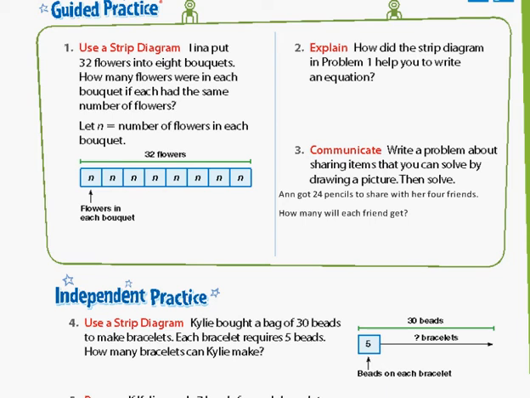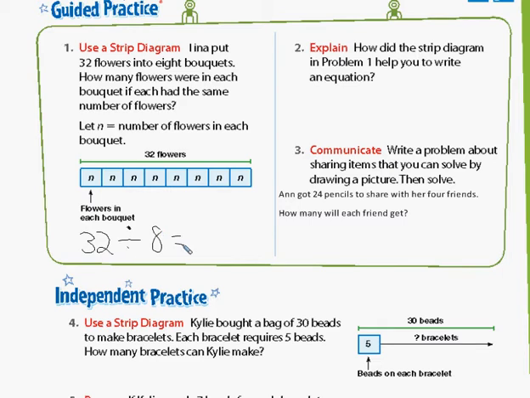Talk about strip diagrams. Strip diagrams are just another way to model an equation. On this first one, put 32 flowers into 8 bouquets. How many flowers were in each bouquet if each had the same number of flowers? Let n equal the number of flowers in each bouquet. So the equation for this problem is 32 divided by 8. We're trying to find n.